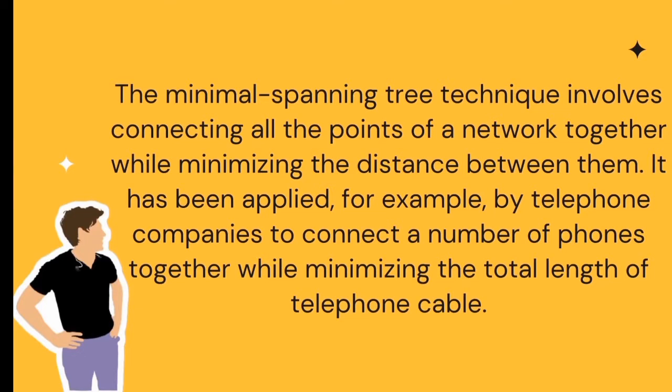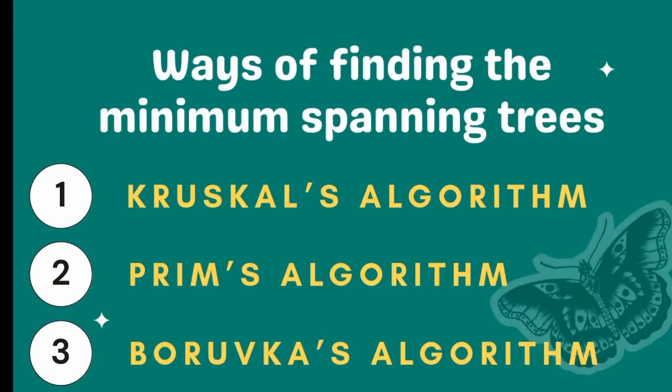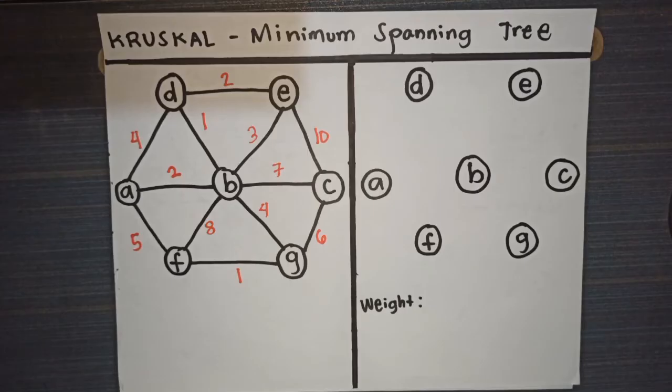The minimal spanning tree technique involves connecting all the points of a network together, while minimizing the distance between them. It has been applied, for example, by telephone companies to connect a number of phones together while minimizing the total length of telephone cable. There are three ways of finding the minimum spanning trees. We have Dijkstra's Algorithm, Prim's algorithm, and Dijkstra's algorithm. Dijkstra's algorithm or Dijkstra's minimum spanning tree.